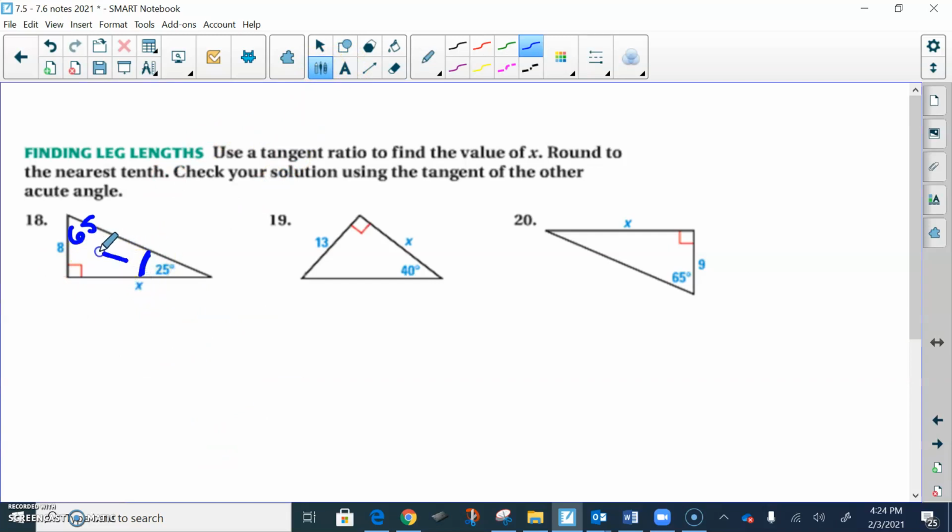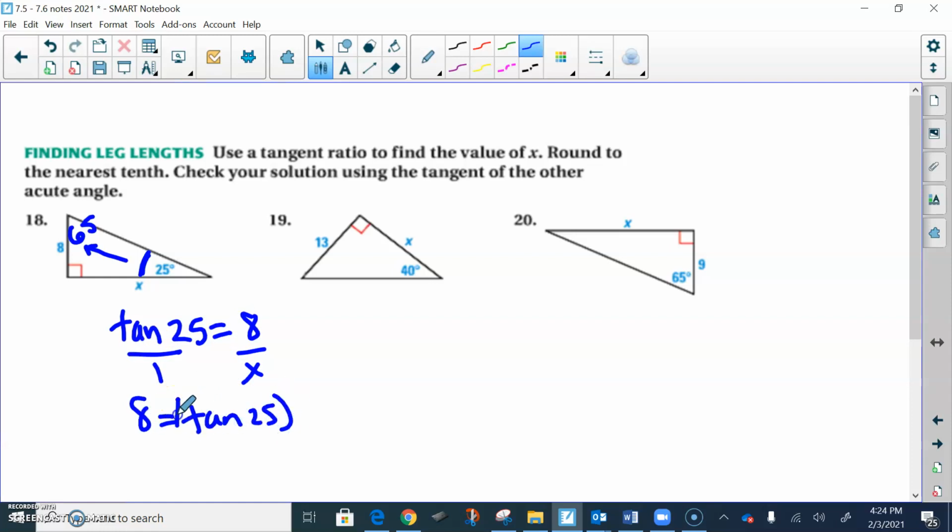That's certainly easy enough. So right now, again, all we know is tangent. Tangent of a 25-degree angle equals opposite over adjacent. Cross multiply again. And divide. We want to get x by itself, so we're going to divide each side by tangent of 25. So we're going to punch in our calculator 8 divided by tangent of 25. And that gives us about 17.2.